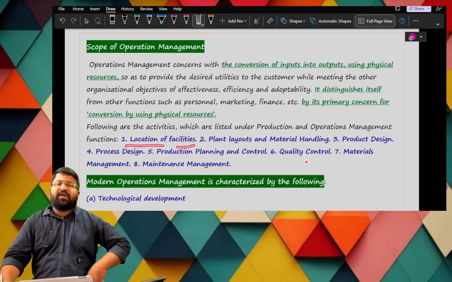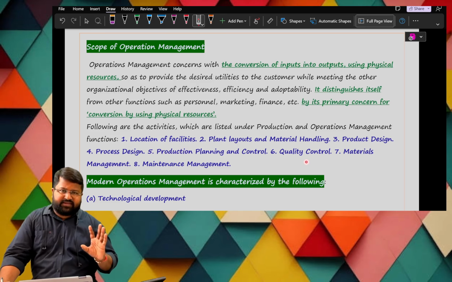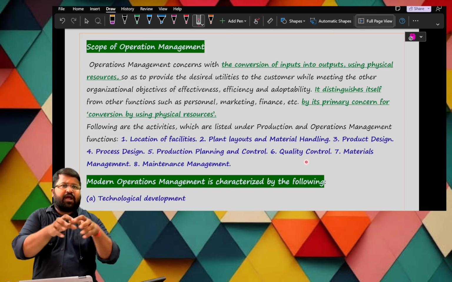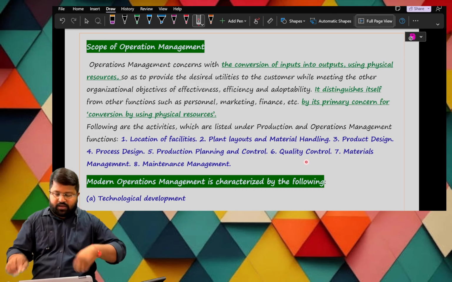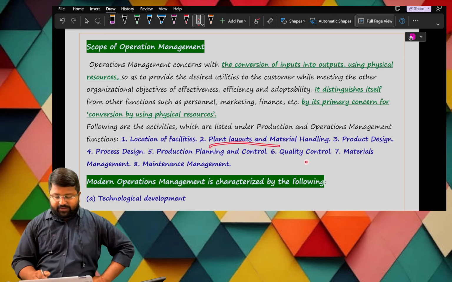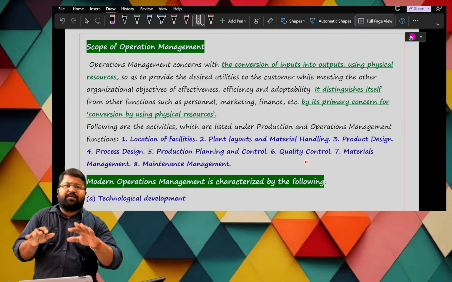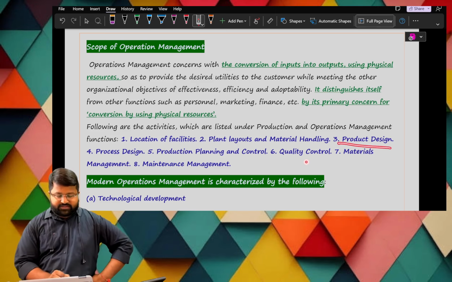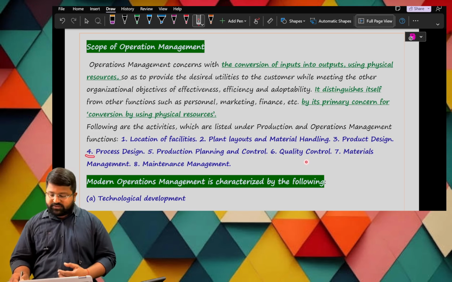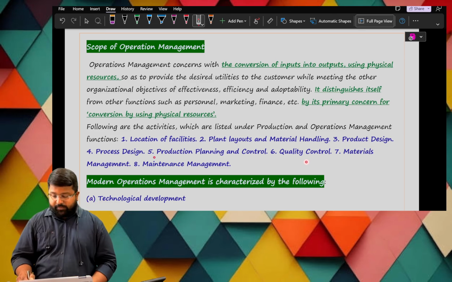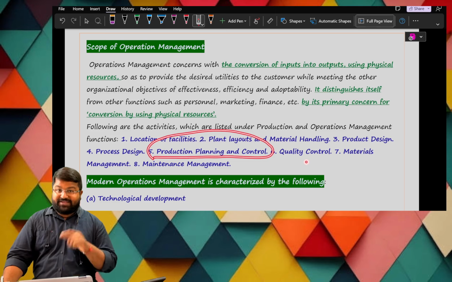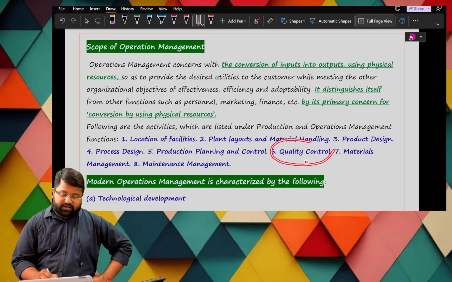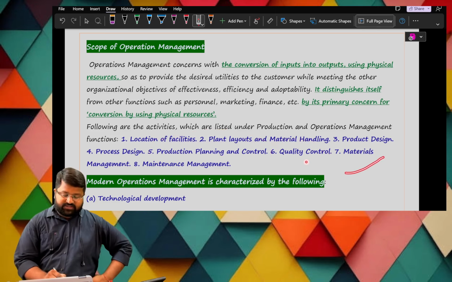Okay, what is the first part? Location of facilities. Where should we locate our facilities? For example, where should we set up a plant? Where should we get raw materials and parts? Where should we get suppliers? That is all. Next, plant layout and material handling. Location of facilities and plant layout are closely related to each other. Next, product design, how the product should be designed. Process design, how the process should be. And production planning and control. So these will be dealt with in each chapter. There won't be any issue. Quality control, how the quality should be controlled. Next, materials management.